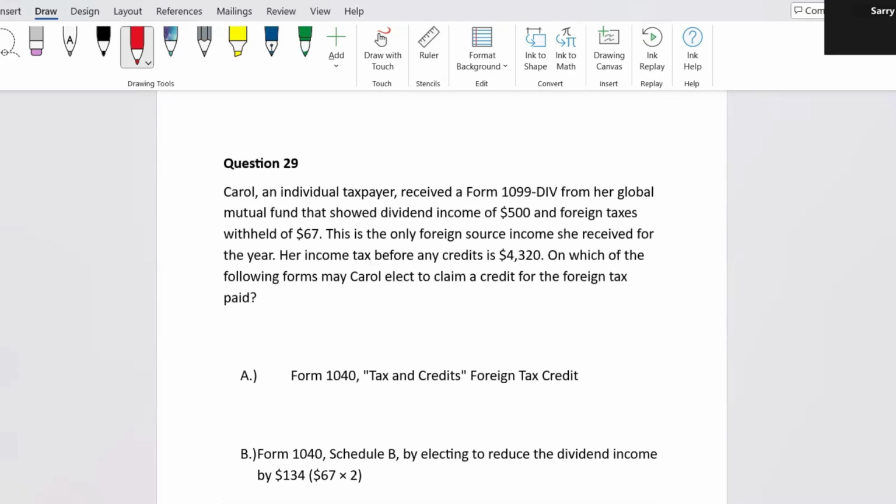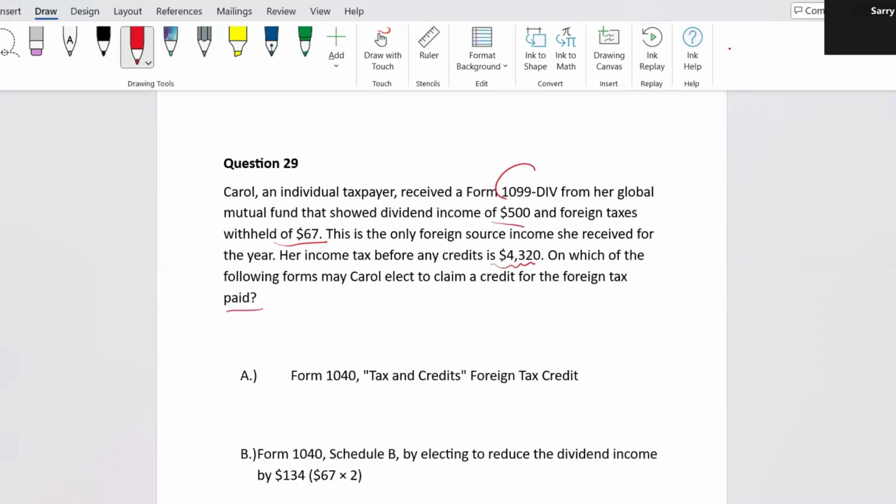Question 29. Carol, an individual taxpayer, received a Form 1099 dividend form showing a dividend from her global mutual fund that showed dividend income of $500 and foreign taxes withheld of $67. This is the only foreign source income she received for the year. Her income tax before any credits is $4,320. On which of the following forms may Carol elect to claim a credit for the foreign tax paid?